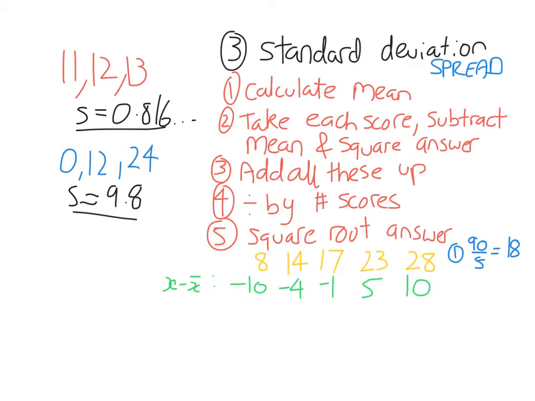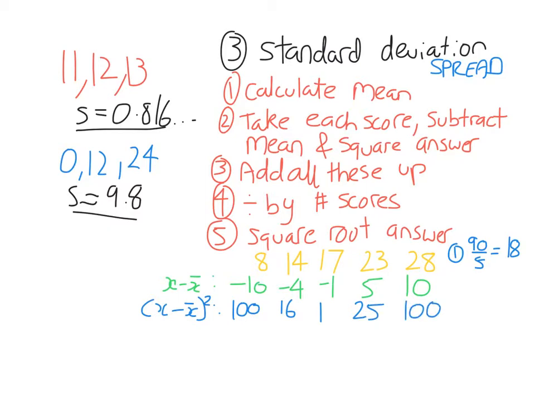Now what we want to do to complete step 2, we want to take the values we've just got where we subtracted the mean, and we want to square them. So we square negative 10. If you square a negative, you always get a positive. We get 100. Negative 4 squared is 16. Negative 1 squared is 1, and so on like that. So that is step 2 done.